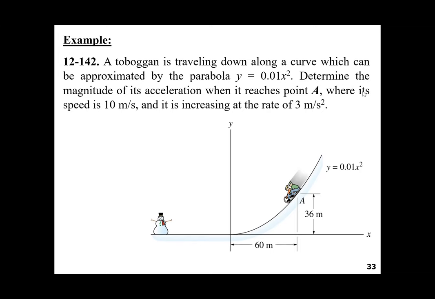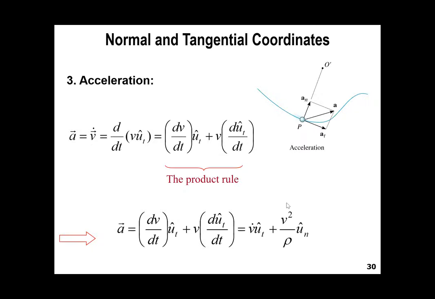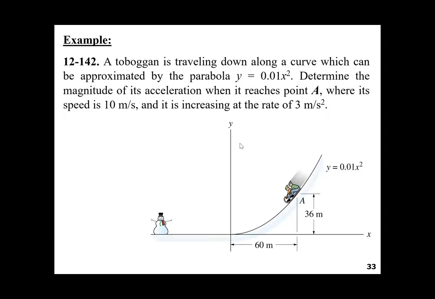The velocity is given, 10 meters per second, and it says the velocity is increasing at the rate of 3 meters per second squared. When it says the velocity is increasing, technically this number three is v dot. If you go back to this equation, this is the rate of change of velocity, right? So when the problem says this is 3, that means your v dot is 3. I'm going to give you a minute to draw this and get the numbers, and I will do that on my tablet so we can solve this problem.